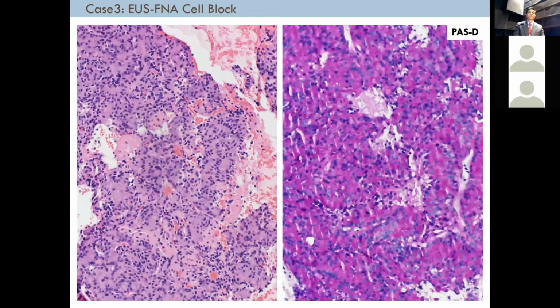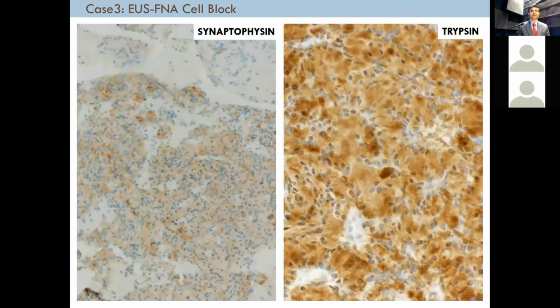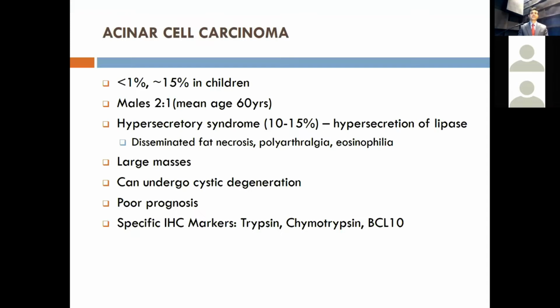The cell block showed a tumor with a predominantly microacinar and pseudoglandular pattern, and it showed diffuse strong positivity of the cells by PAS. The tumor by immunohistochemistry also showed a patchy weak positivity for synaptophysin, and trypsin actually was the diagnostic stain that showed diffuse strong positivity. So this was an example of acinar cell carcinoma, which is quite rare.